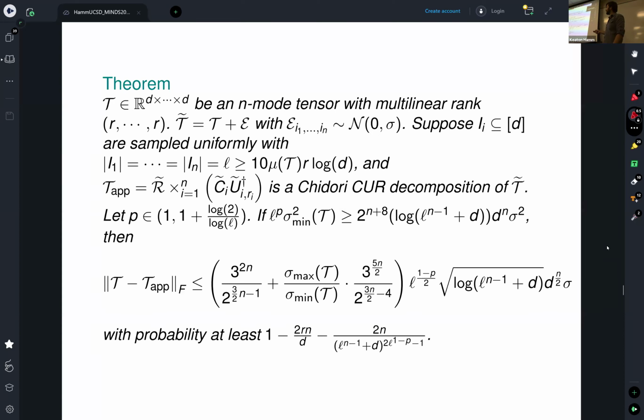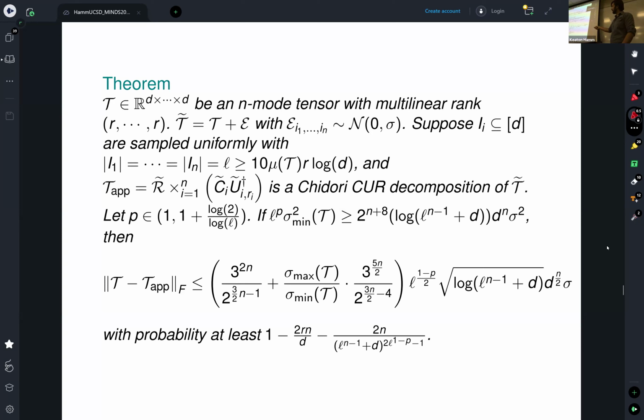Then under some technical assumptions on the smallest singular value of the low rank tensor piece, the error of the Chidori CUR decomposition is upper bounded by a bound whose key feature is that it is of order a constant to the n, where n is the number of modes, not the dimension. Here I have a tensor condition number. By sigma max of the tensor, I mean the largest singular value of any of the unfoldings, so I just take the maximum. Same for the minimum: I take all the unfoldings, look at all the singular values, and look at the minimum non-zero one. Then this is again just dependent on the number of modes.